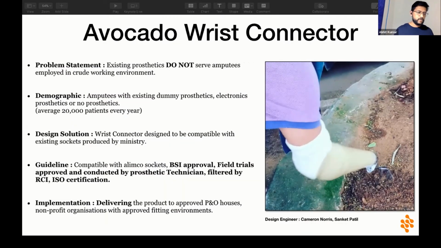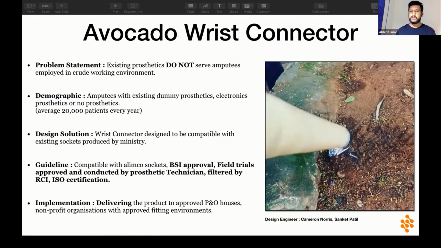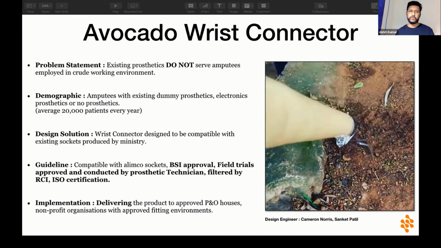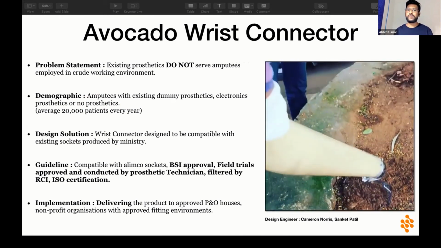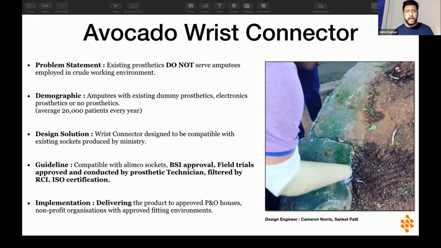So the first product that we had was the Avocado Risk Connector. If you search Social Hardware and Avocado Risk Connector, you'll get plenty of an idea about what exactly it is. And I'm going to go with the same flow that I talked about in terms of key topics, which is basically your problem statement, demographics, concepts, design solutions, guidelines, and implementation.